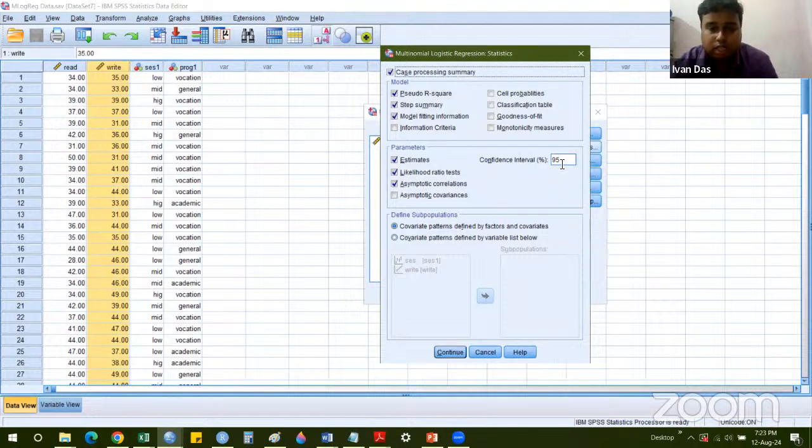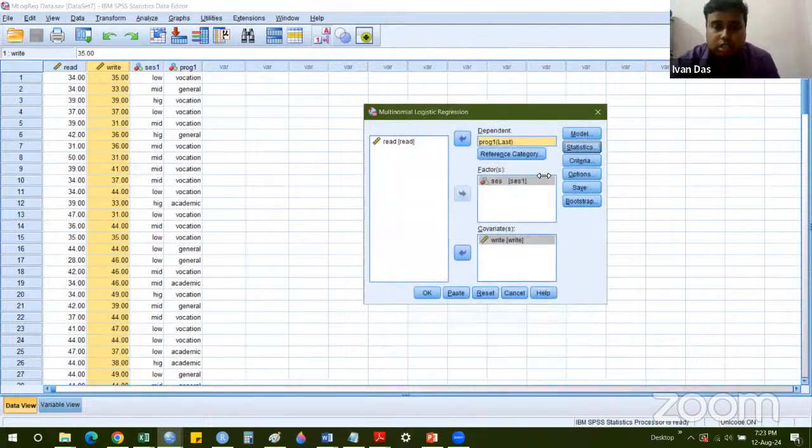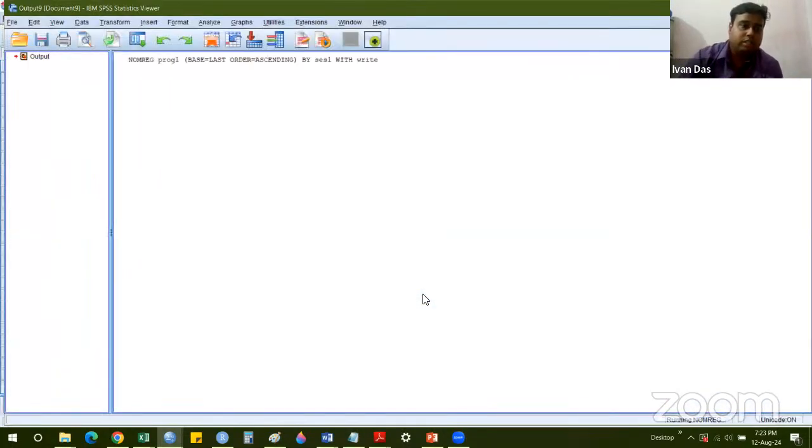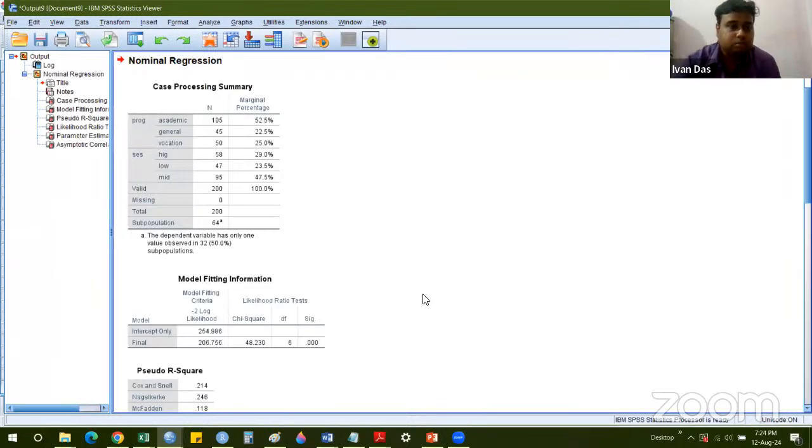Confidence interval, don't touch. It is according to the APA rule. You need to show the 95% CI for any regression analysis. So you can just click on OK. Nothing else, just click on OK over here. The answer will be brought in front of your eyes.